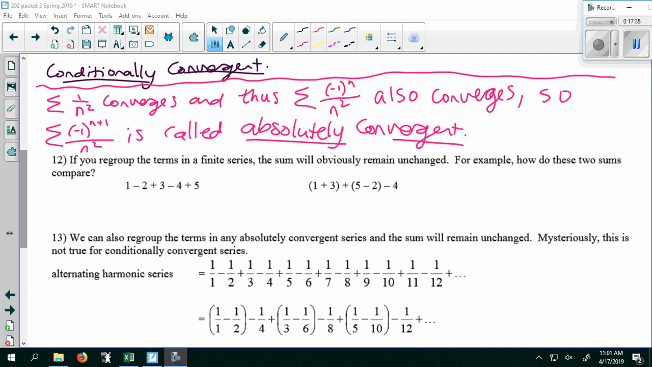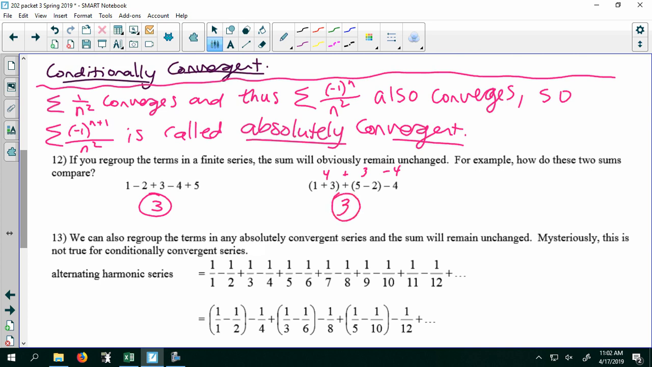Okay, here's a crazy thing about infinite series. If you regroup the terms in a finite series, the sum is unchanged, right? The addition is commutative and associative. So if I just add these left to right, 1 minus 2 is negative 1, plus 3 is 2, minus 4 is negative 2, plus 5 is 3. True? Okay, if I regroup them, 1 plus 3 is 4, plus 5 minus 2 is 3, and then minus 4. 4 plus 3 is 7, minus 4 is 3. Still 3. Obviously, right? You can do addition in any order you want.